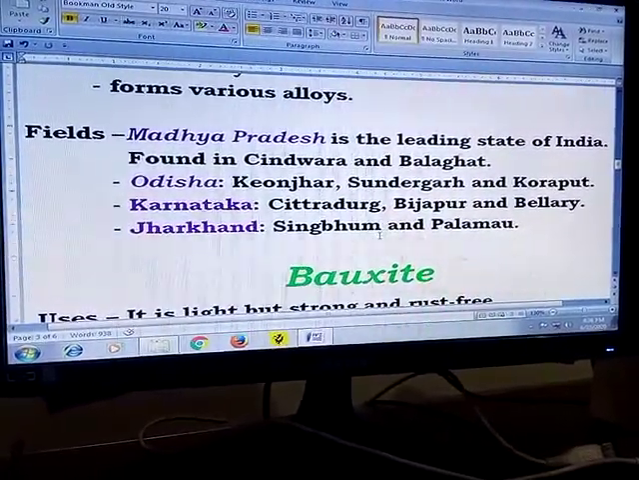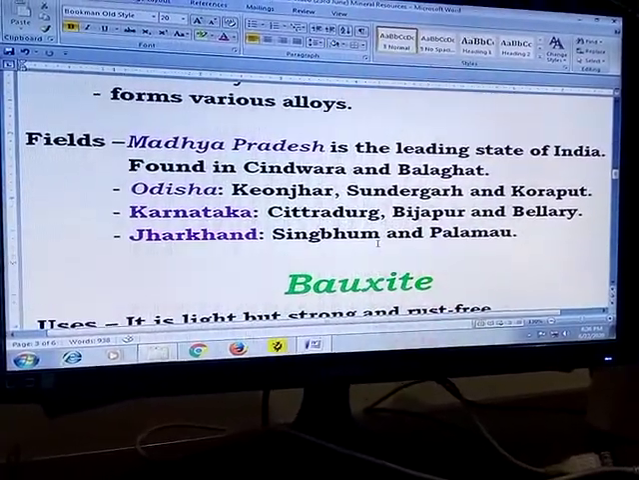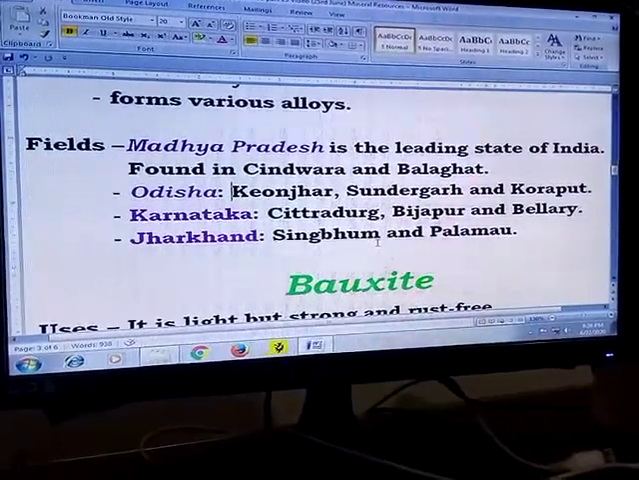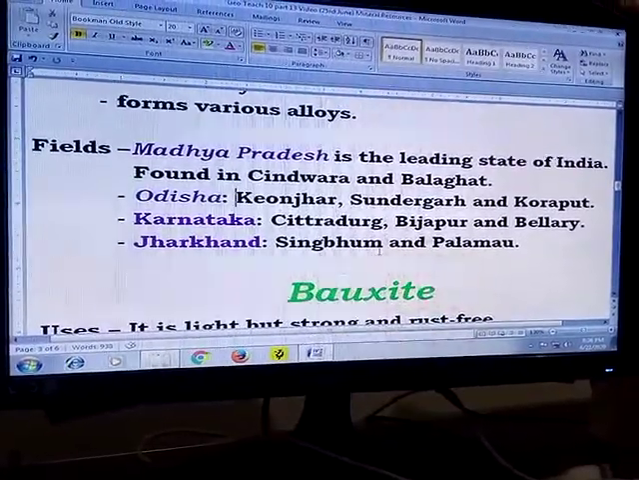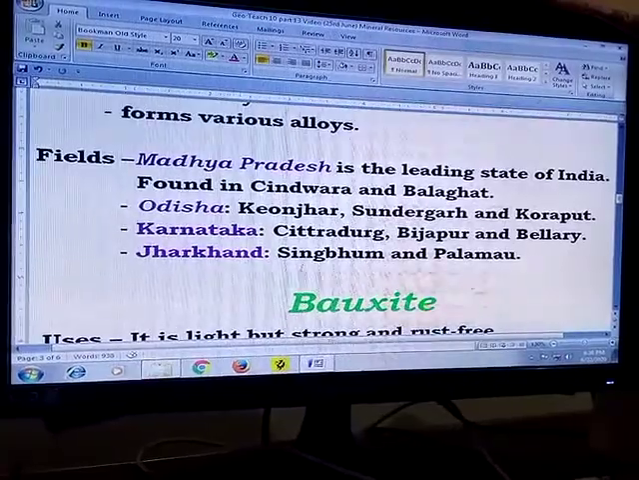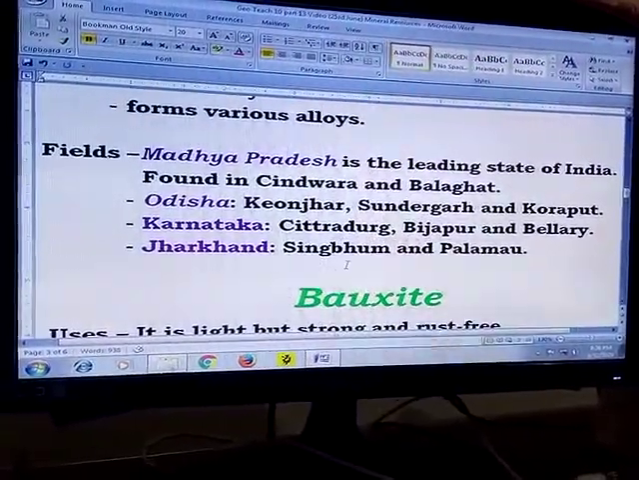Remember, in minerals, Jharkhand is number one. Not only just Jharkhand, it is called the Chota Nagpur Plateau, the so-called hub of Indian all types of minerals. So these two names of Jharkhand, Singhbhum and Palamu, will come again and again.